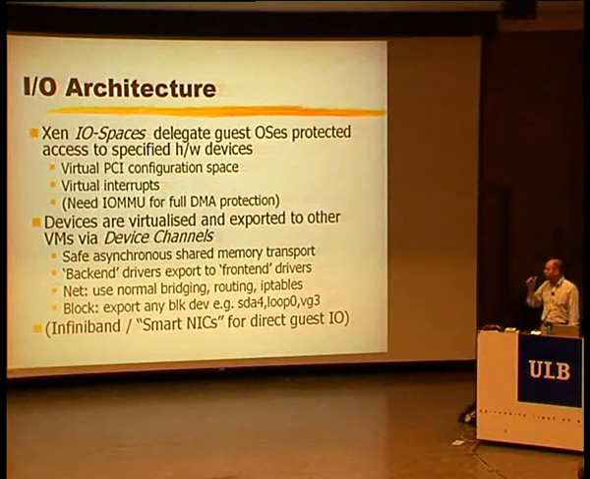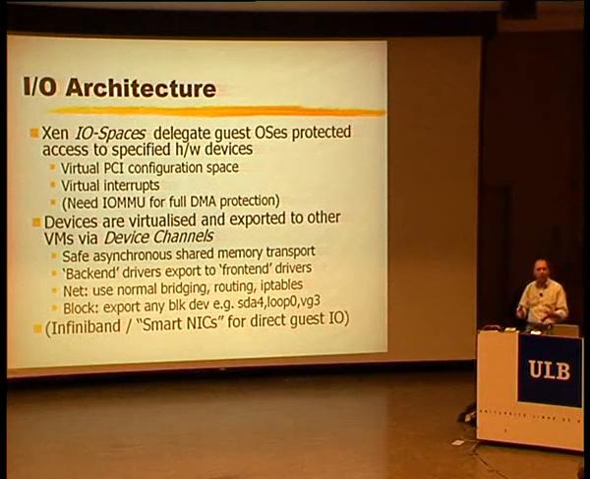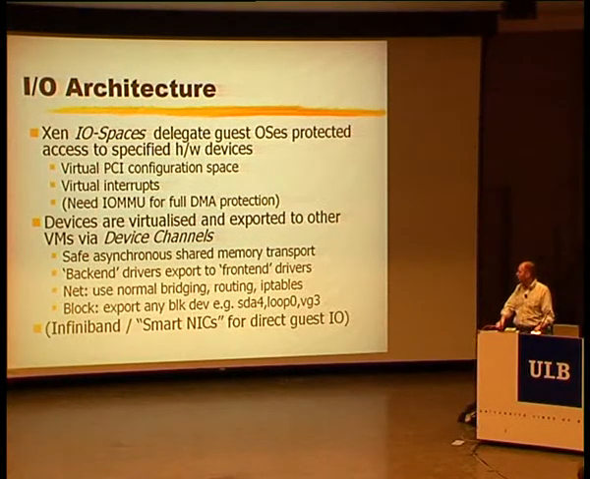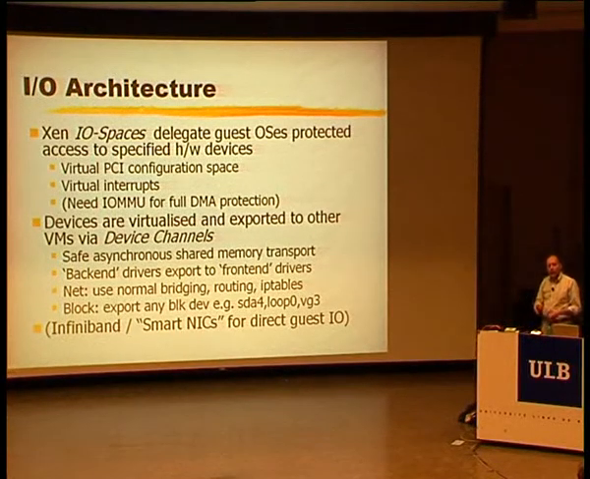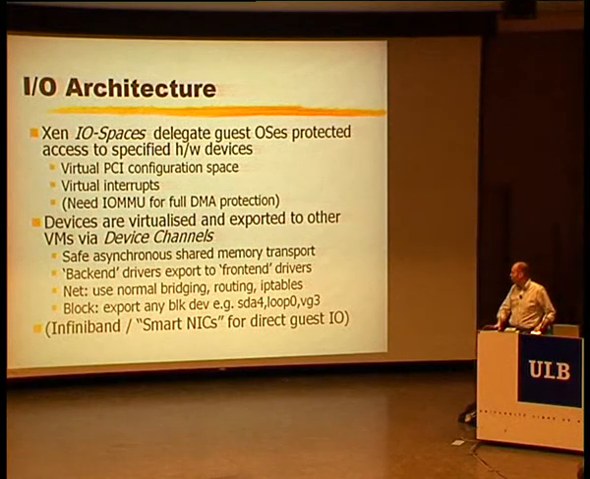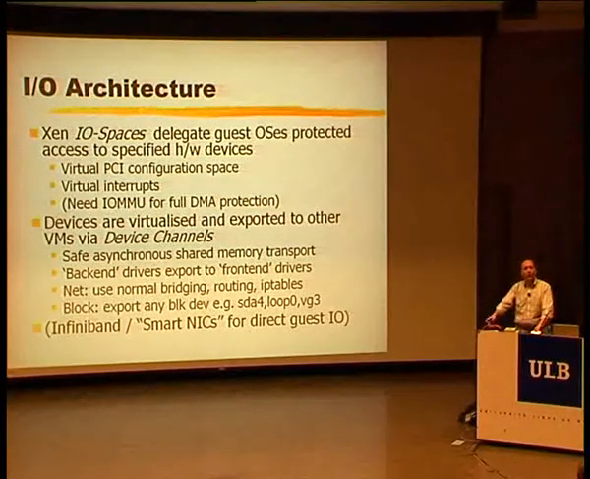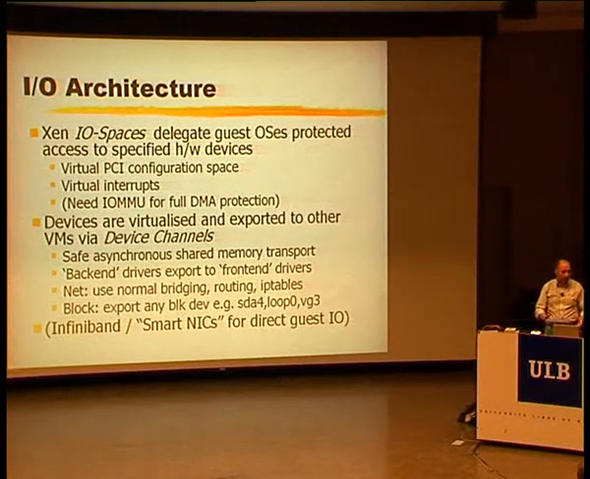So we can actually insert rules to ensure that a virtual machine can only use a particular source IP address. All of those kinds of things can be enforced using the normal tools. And if you look at block devices, you can export any block device which the OS knows about as a virtual disk to another virtual machine. So you could export a physical partition, you know, SDA4 or whatever in Linux speak. It could be a loop device which is connected to a file on some other file system, or you could use LVM and export some volume group. That's the preferred way of doing things.